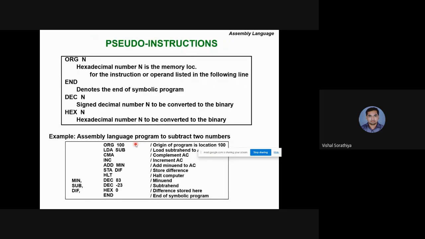So over here, there are some examples of assembly language. It will look like that. Right now, we are writing all the things related to this one. That dot and such types of things we have not yet done, but they are also going to be possible. What do you mean by pseudo instruction? Pseudo instruction, as I told you, is like ORG. So the example is: hexadecimal number N is the memory location for the instruction or operand listed in the following line. Okay, so whatever the memory location is, it is the hexadecimal number of that one.